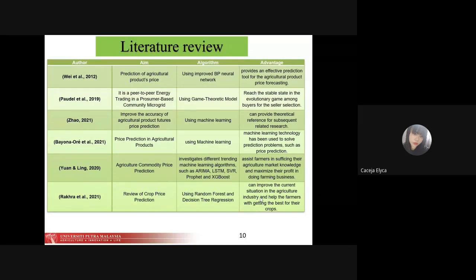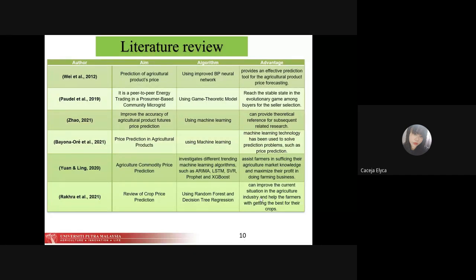And then we have Powder at 2019. They made an app for peer-to-peer energy trading in a consumer-based community microgrid. They are using a game theoretic model. This app can reach the stable state in the evolutionary game among the buyer and the seller selection.